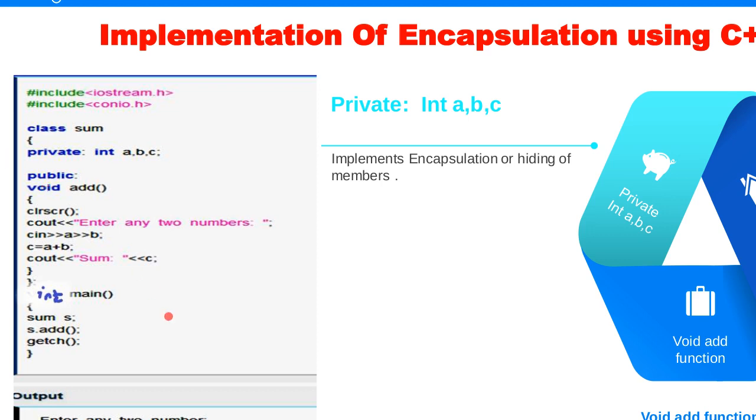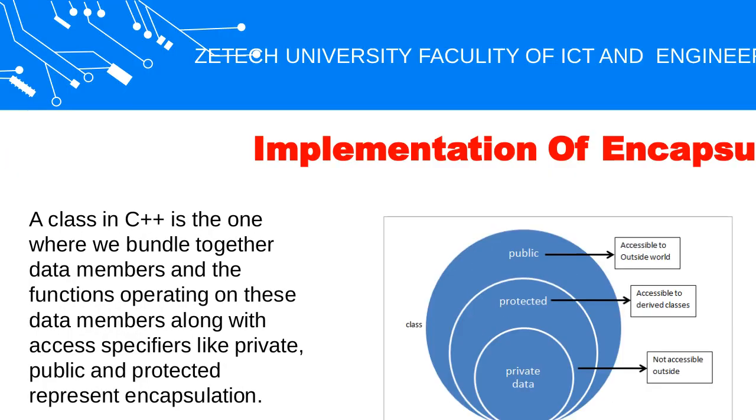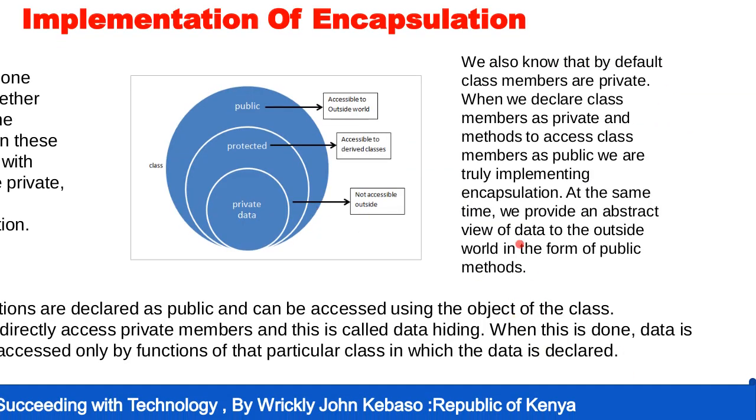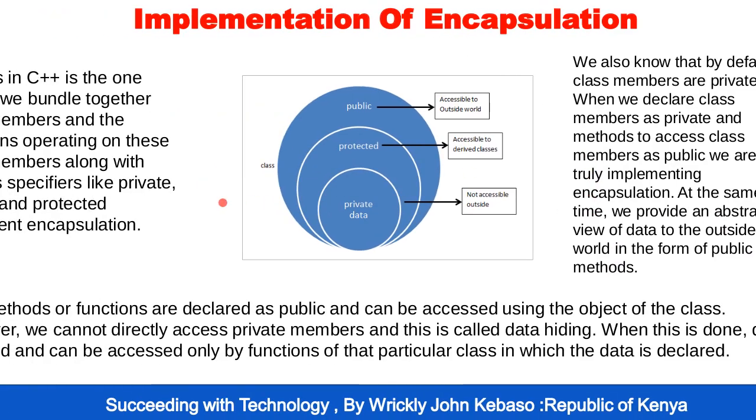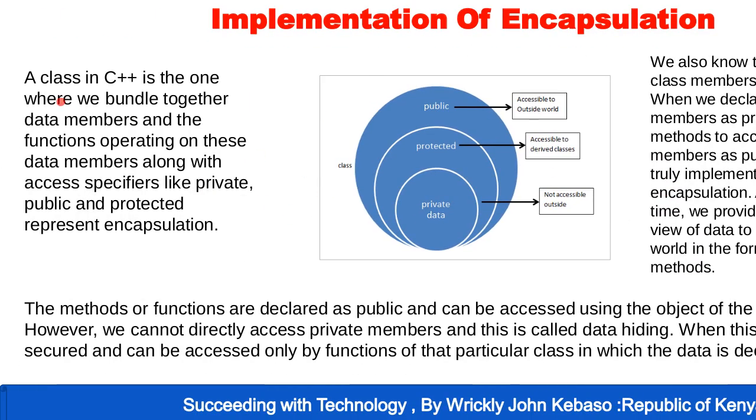I don't know whether I'm making sense in this explanation by trying to get you to understand the meaning of abstract, that at the same time we provide an abstract view of data to the outside world, in this case in the form of public methods, public functions or methods. So the public one will be seeing the public functions, but they cannot see the variables declared in the private. Am I making sense, class? Am I making sense?